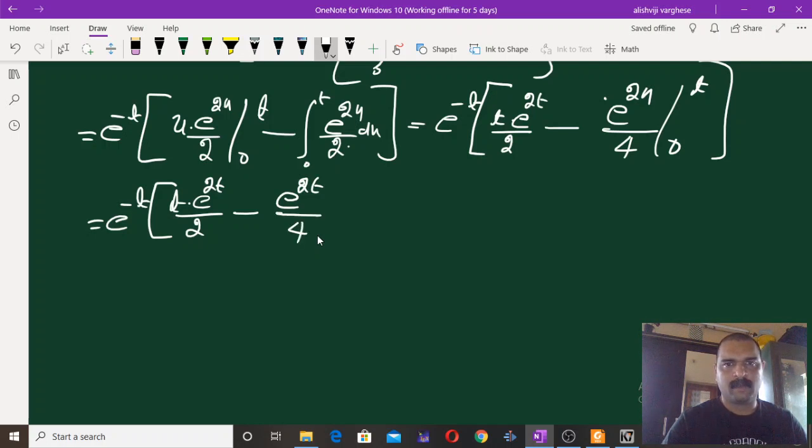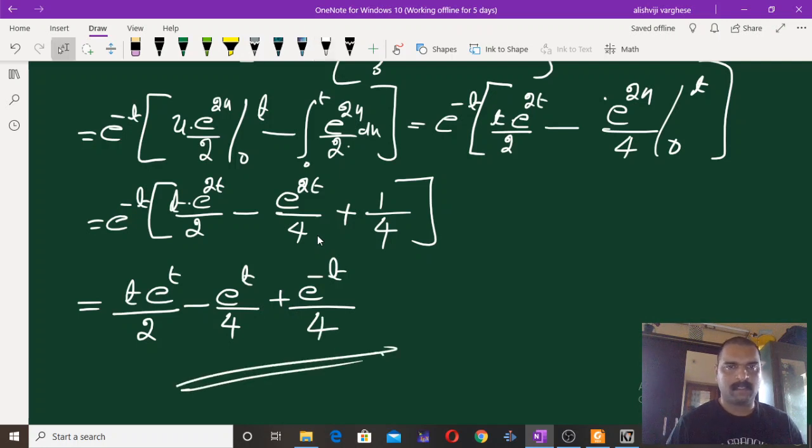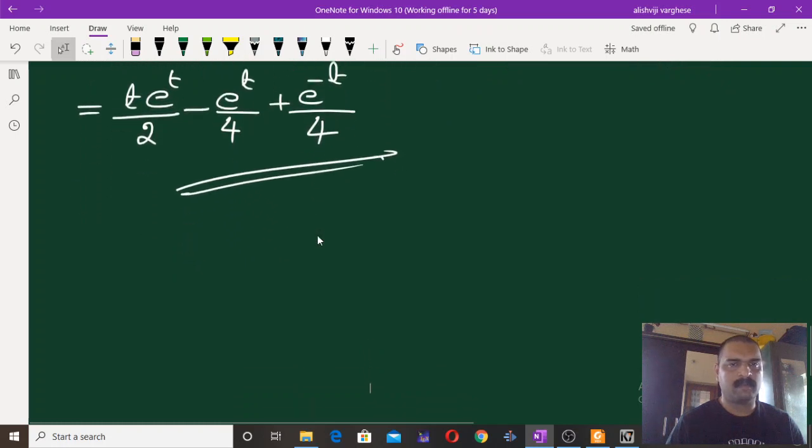Then the lower limit is minus, and here we have another minus, so it is plus e raised to 0, that is 1 divided by 4. Now we can multiply with e raised to minus t, and we get a simple form: t e raised to t divided by 2 minus e raised to t divided by 4 plus e raised to minus t divided by 4. So this is the required inverse Laplace transform of our given function.